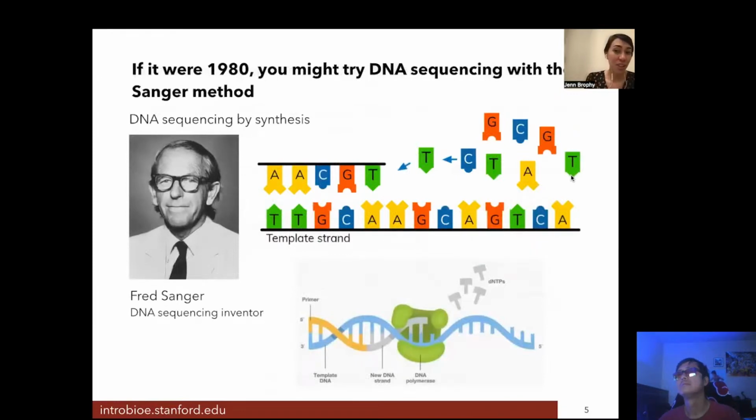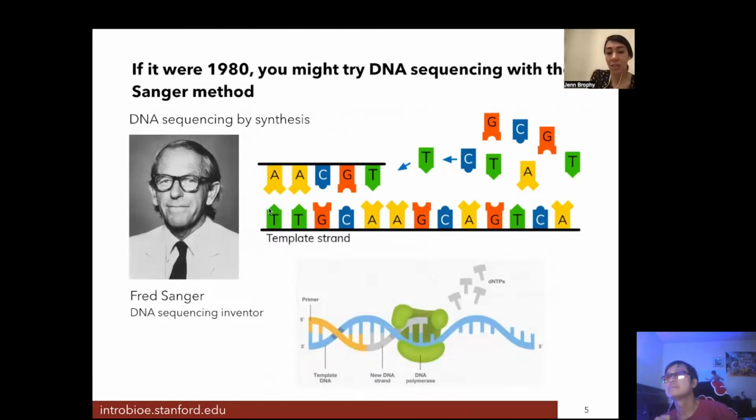Now, how do you figure out the sequence of this organism's genome? Well, if it were 1980, 40 years ago, you might try DNA sequencing with the Sanger method. Sanger is essentially DNA sequencing by synthesis. This is a picture of Fred Sanger.